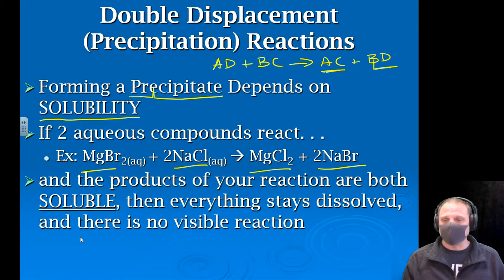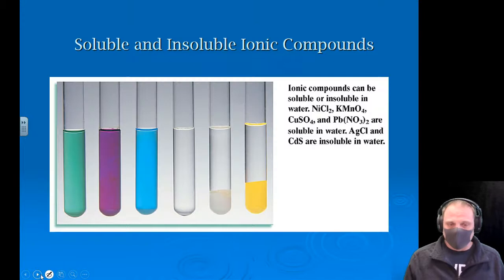And so if everything stays dissolved, we see no visible reaction. Because we don't see a visible reaction, we're going to go ahead and write down NR. No reaction took place. Again, they may have swapped partners, but because we can't see it, we're not going to write down that we saw a visible reaction. So we're just going to say, hey, no reaction took place, okay?